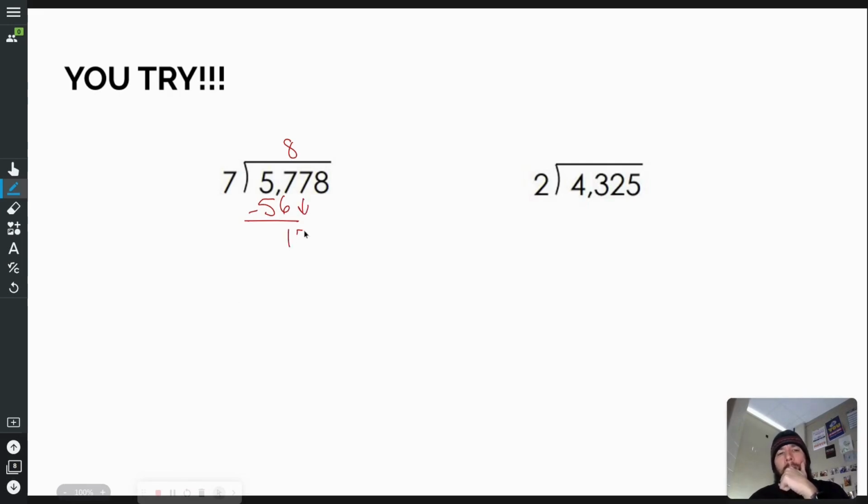Bring down the 7. 7 goes into 17, not really, but it goes into 14 twice. So 2 times 7 is 14. Subtract. Gives you 3. 7 minus 4 is 3. 1 minus 1, nothing. Drop down the 8. 7 times 5 is 35. Subtract them. 8 minus 5 is 3. No more numbers to drop down. Remainder 3.